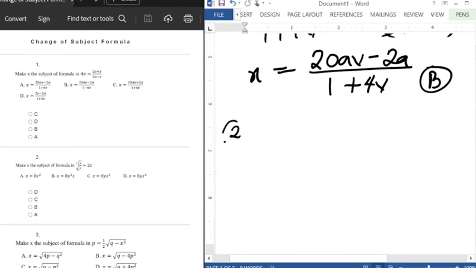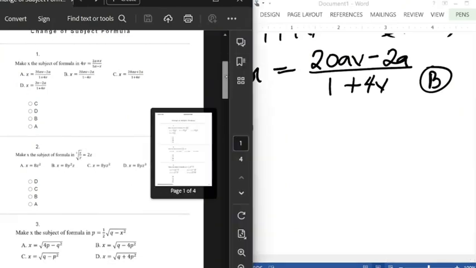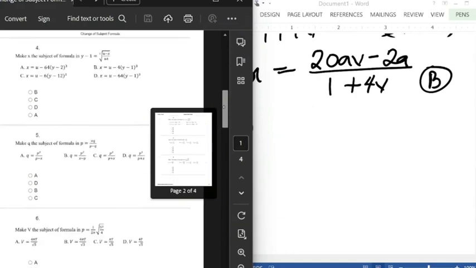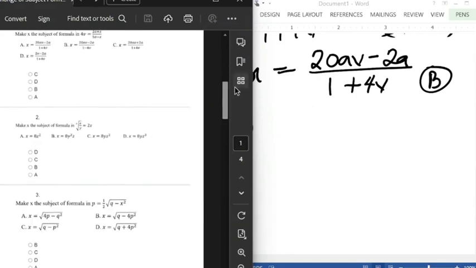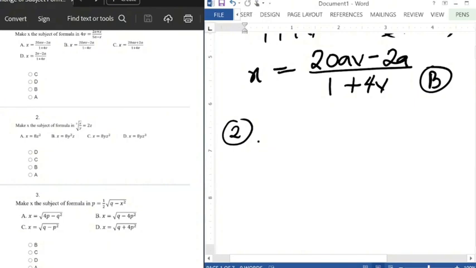That is very straightforward. For question number 2, we have make x the subject of formula here. So we have the cube root of x over y equals 2z. Sorry, this is 2z.